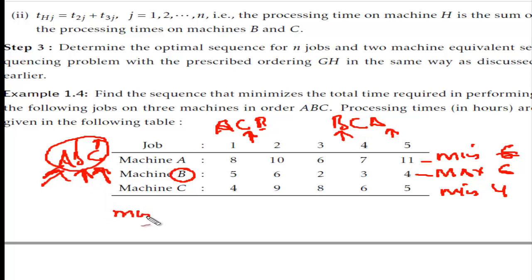If the minimum of machine A is greater than or equal to the maximum of machine B, okay, the minimum here of A is 6 and the maximum of machine B that I found is 6. Is it greater than? It is not greater than, but it is equal, which means this condition is true. So it is greater than or equal, right.